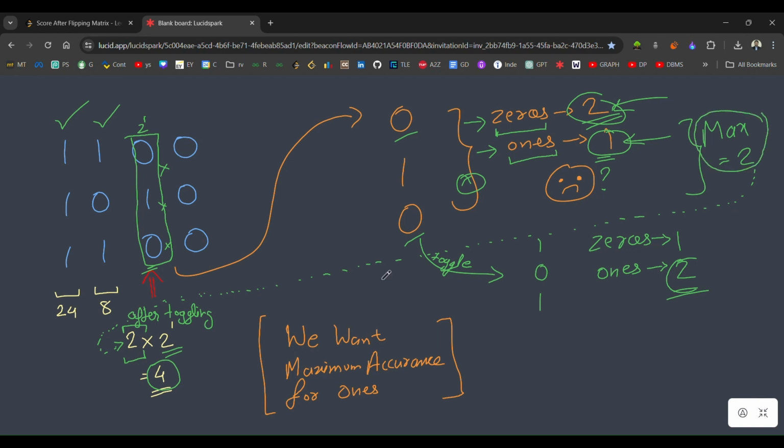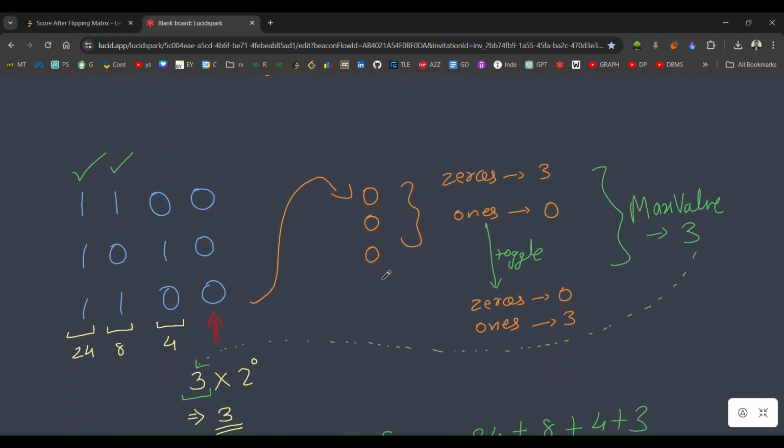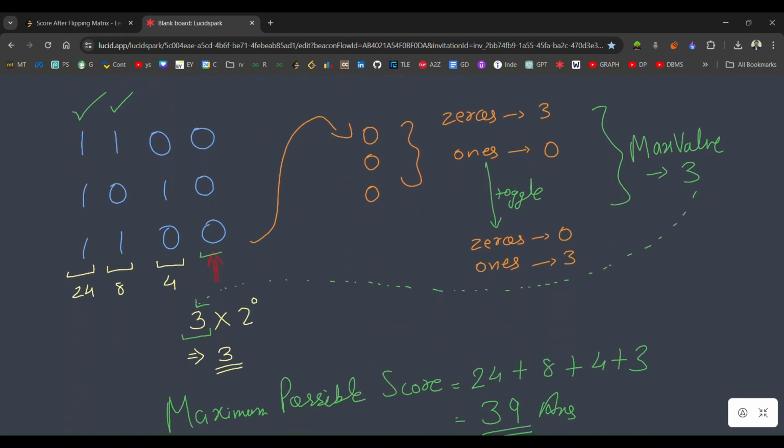So from now what I'm going to do is get the maximum value and then multiply that value with the significance of that position, right? Now moving forward, I am looking into this column. This column is having zeros 3 and then 1 one. So which is the maximum?